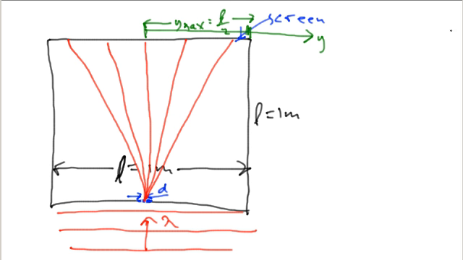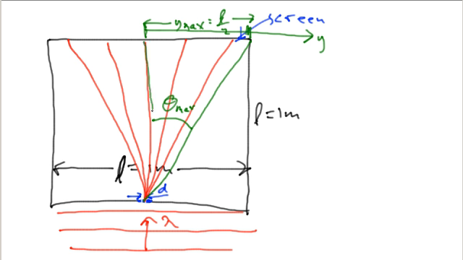I'm going to use m lambda equals d sine theta to find the theta for each m. Well, m equals 0 is straight ahead. I don't need to find that, just draw it. Then m equals 1, 2, etc., up to the point where I find that the angle is greater than the maximum angle. So let's find the maximum angle that could possibly hit the screen, theta max.